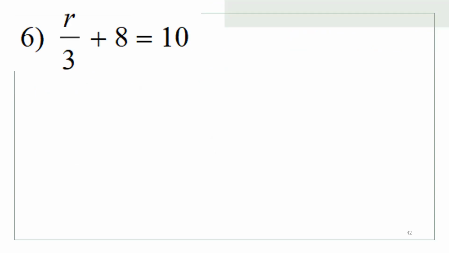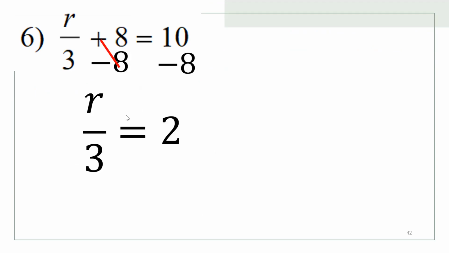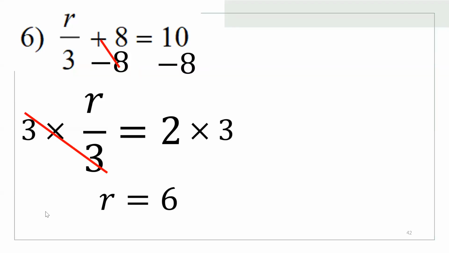All right, we got r divided by 3 plus 8 equals 10. Again, let's get rid of adding and subtracting first. So I see adding 8, so I'm going to subtract 8 from both sides. Bring down the r divided by 3, and that equals 2. Then, ladies and gentlemen, how do we get rid of dividing by 3? Multiply by 3. I really hope someone said that. So you would multiply both sides by 3. You would end up with r on the left and 6 on the right, because 2 times 3 is 6. Okay.